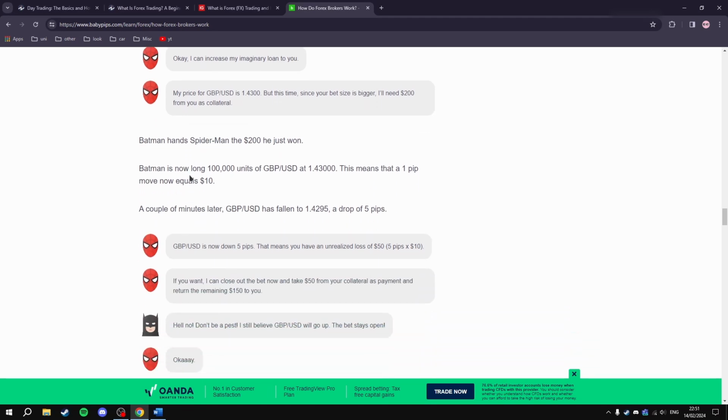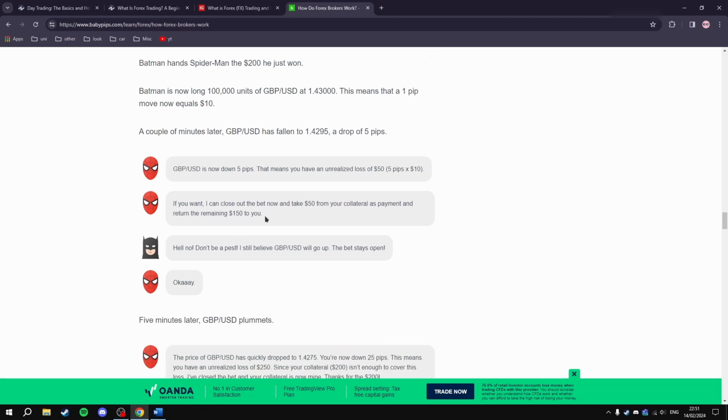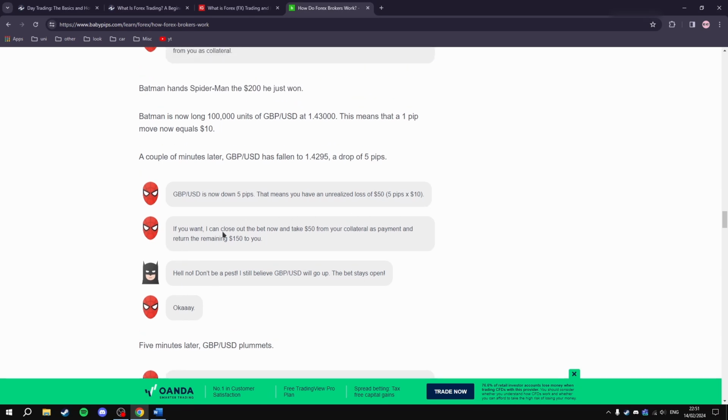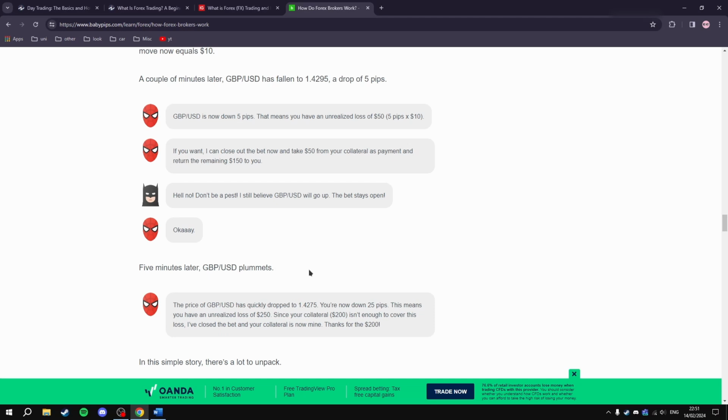Batman is now long 100,000 units of GBP/USD at 1.43. This means that a 1 pip move now equals $10. A couple of minutes later, GBP/USD has fallen to 1.4295, a drop of 5 pips. That means you have an unrealized loss of $50 because it's 5 pips times $10 per pip. If you want, I can close out the bet now and take $50 from your collateral as payment and return the remaining $150 to you.